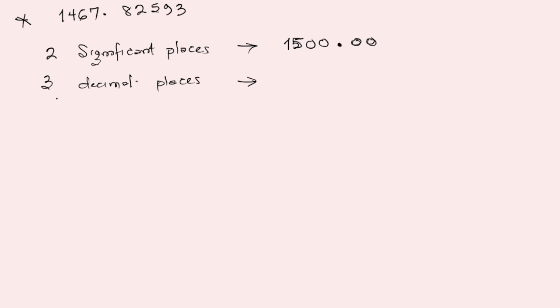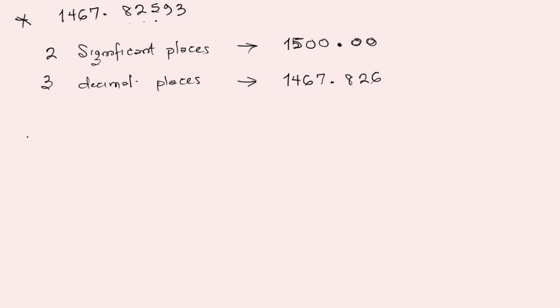Now we're asked to also write down this figure in 3 decimal places. So we go to the decimal point and we count 3 places. 1, 2, 3. 5 is where we stop. So we go to the next number, which is 9, greater than 5, so we can round 5 up to 6. And so this number in 3 decimal places is going to be 1,467.826. Now I hope you understand the difference between significant places and decimal places.